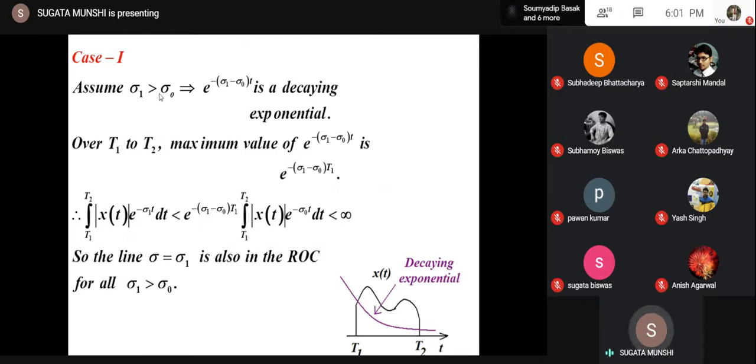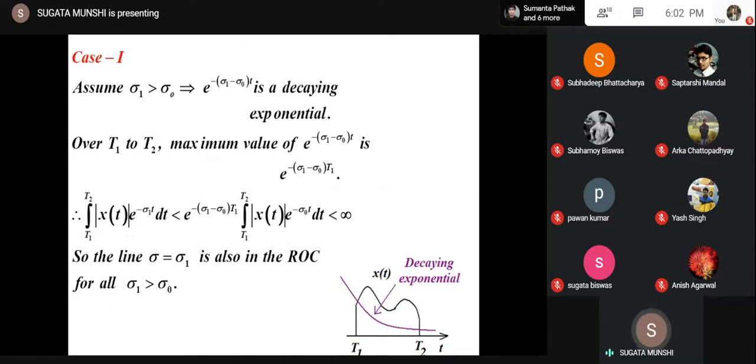So sigma 1 greater than sigma 0, this is a decaying exponential. As I pointed out, for the decaying exponential, the smaller the value of small t, the larger the value of the decaying exponential. Here, our region of interest extends from capital T1 to capital T2. Then what is the maximum value of this exponentially decaying signal? It is e to the power minus (sigma 1 minus sigma 0) times the minimum value of t. That minimum value of t is capital T1.